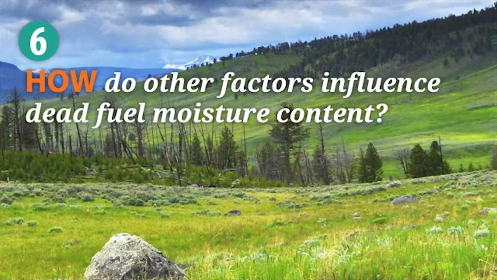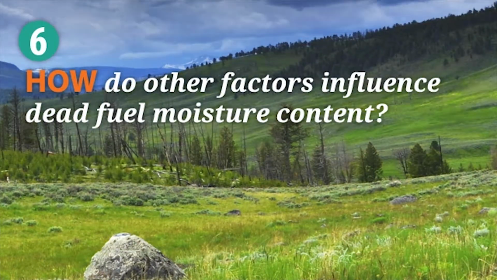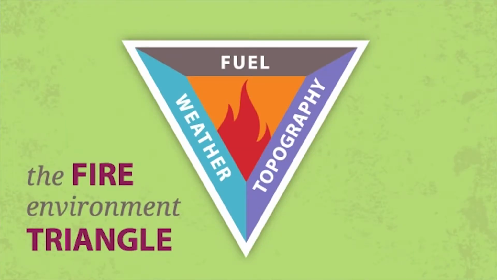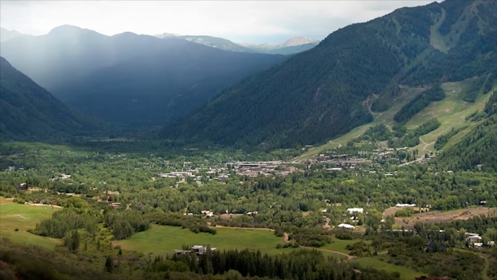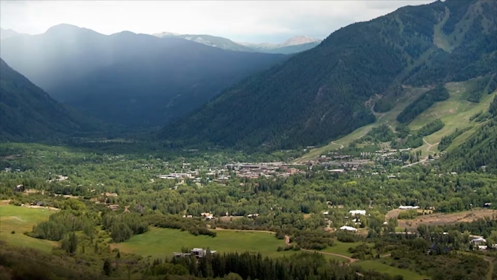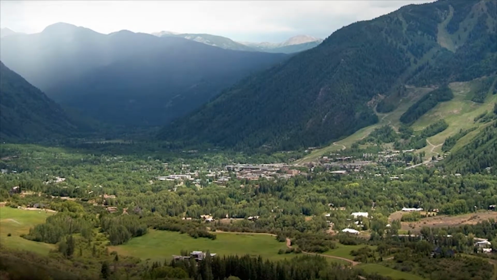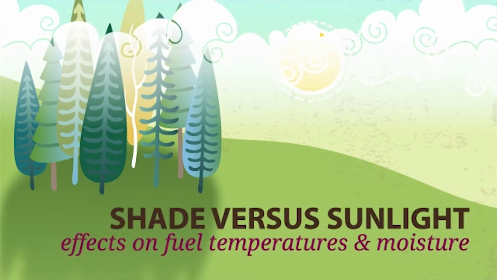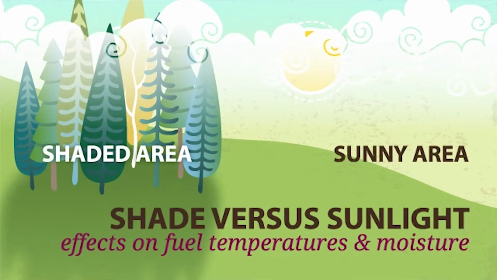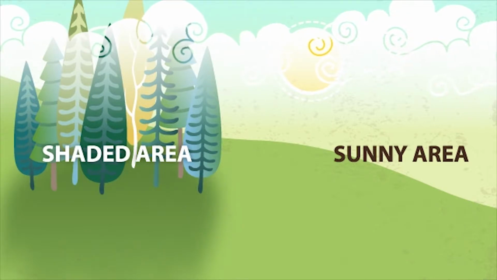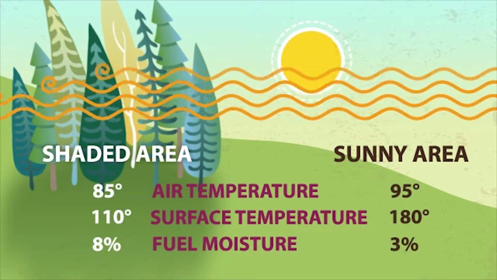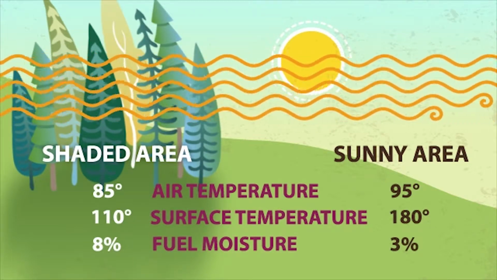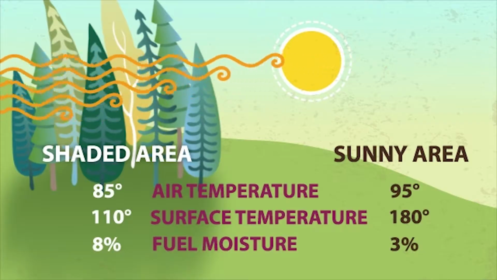6. How do other factors influence dead fuel moisture content? Dead fuel moisture is affected by all three legs of the fire environment triangle, with weather as the primary influence. Weather influences atmospheric temperatures and relative humidity, which in turn affect fuel moisture. Shade from clouds or overstory canopy cover can raise fuel moisture levels slightly in 1 and 10-hour fuels. Fuel moisture in those same size fuels can be influenced by wind. Typically, winds during fire season speed evaporation rates and decrease fuel moisture.